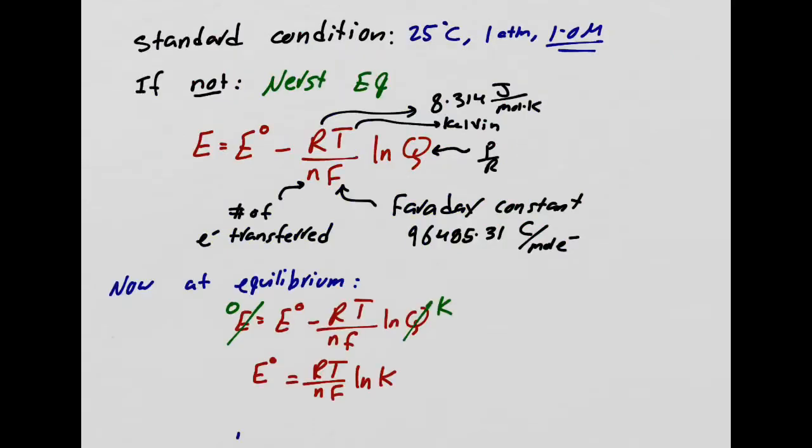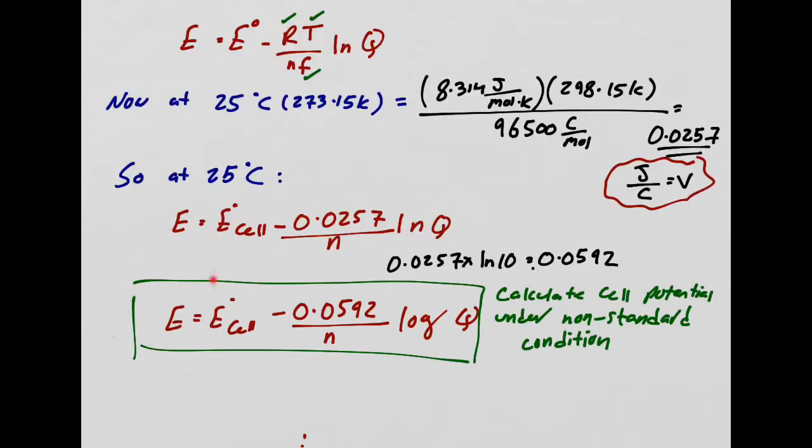But what if we are not at a standard condition? If you're not at a standard condition, this crazy stuff that we did is to come up with this form of the Nernst equation, and you calculate the cell potential under a non-standard condition using this equation. Are we good so far? Using this equation, you will do that. Okay, let's do a practice problem.